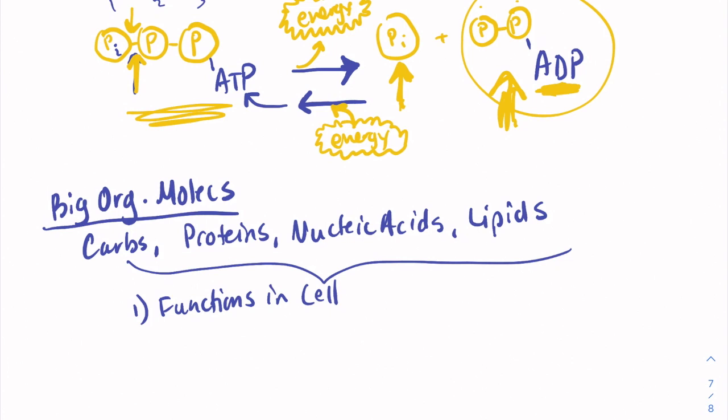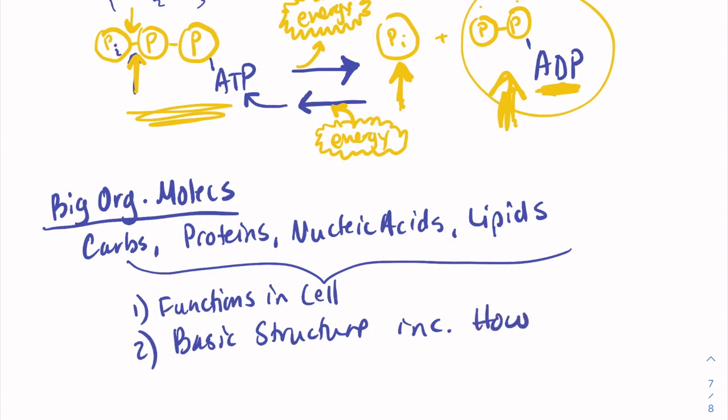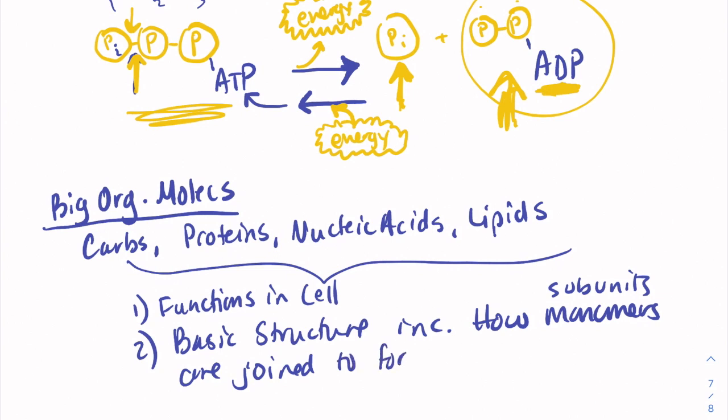What is the function of nucleic acid in the cell? What are the functions of proteins? What are the functions of carbs? Why do you need to give carbs to cells? Why do your cells need carbs? Their function, basic structure, including how the monomers, or sometimes they're called subunits, are joined to form the polymer.